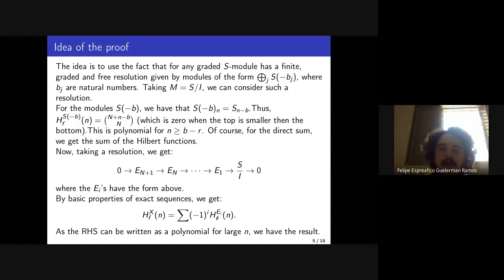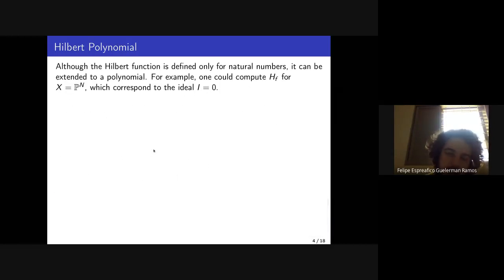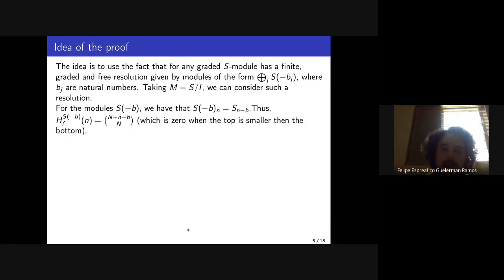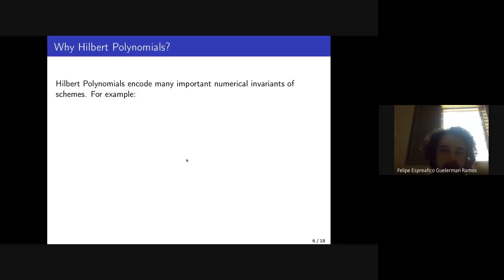And then we see that we get some alternating sum of this kind of module, shifted modules, which are exactly what we have here, right? So that's the reason. I mean, it's not a proof, but that will be the reason the function will be exactly some kind of Euler characteristic. So why are we considering these Hilbert functions, Hilbert polynomials?